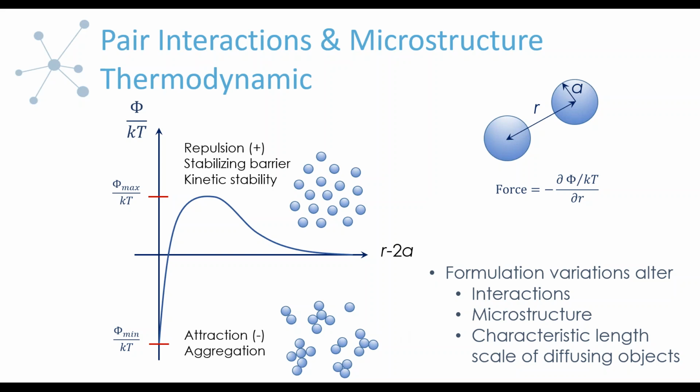And the point I wanted to make here is that when you see this change in the formulation, which leads to a change in the interactions and then potential microstructure, you can see that as you go from something stable with these primary units to something with attractions and aggregates or clusters, now we're changing the characteristic length scale of the objects that will be diffusing around in the solution.